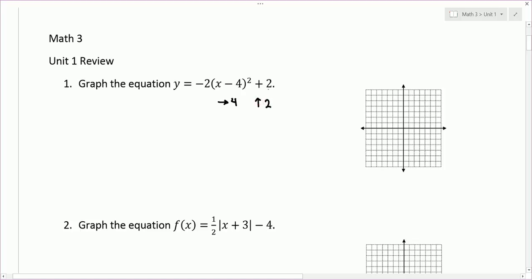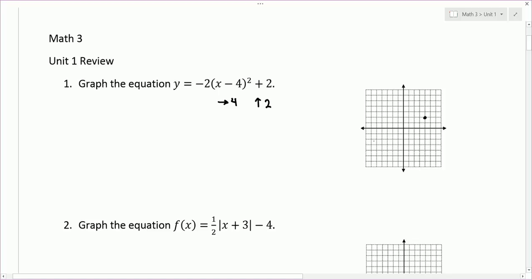So we can get our first point by knowing the parent graph of a quadratic has a point at 0, 0. If we take that point from 0, 0, move it right 4 up 2, we get a point on our new graph. So from 0, 0, move right 1, 2, 3, 4, up 2, and there's a point from our graph.